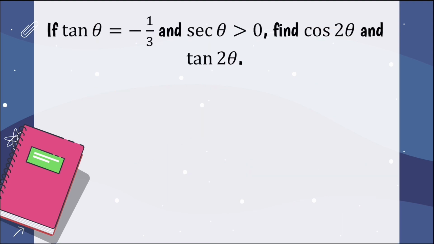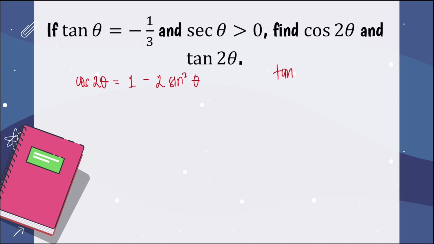For our next example, if tangent theta is equal to negative 1/3 and secant of theta is greater than 0, find cosine 2 theta and tangent 2 theta. So we will be doing the same thing. So we have to write here first the formula for the cosine of 2 theta. So cosine of 2 theta, this is double angle, so that will be 1 minus 2 sine squared theta. Now what we only have is the tangent. So what we will do is we have to identify first the sine so that we can identify the cosine of 2 theta.